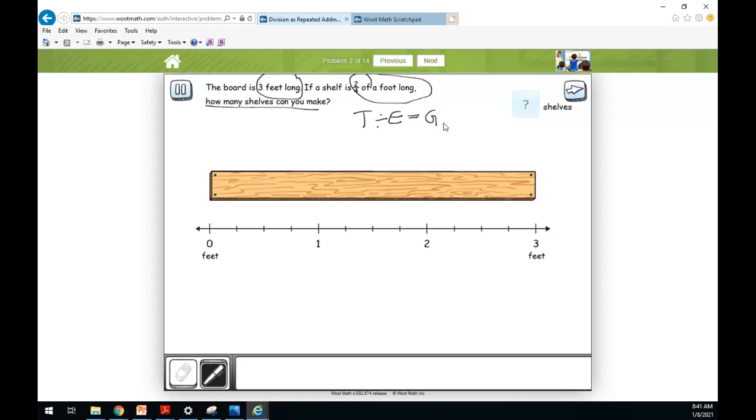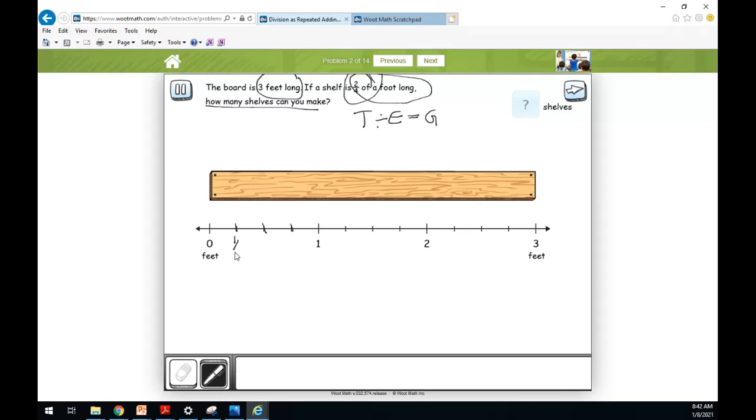So it's literally just repeated addition. How many 2/4 shelves can I get out of a 3 feet long board, right? So how many 2/4 are in 3 feet? So I'm going to look at my number line here, and I'm going to look at how my number line is partitioned. How is it split equally? If I look at each whole, I notice that I have 1, 2, 3 tick marks. That means that this has 4 spaces in between.